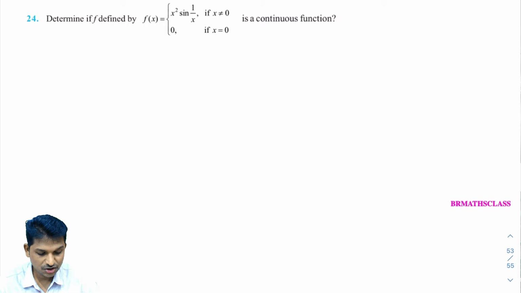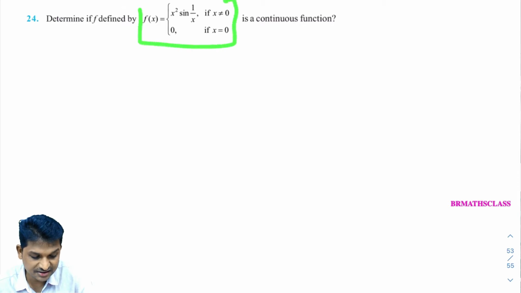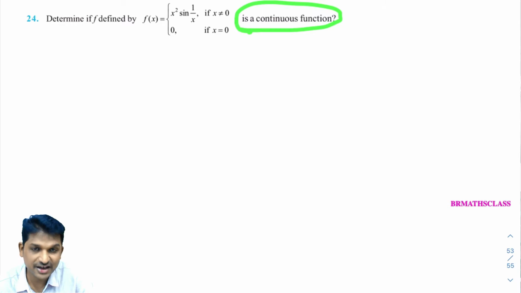Okay, now you observe this question number 24. Determine whether the function is continuous. The function is defined like this. This is the function. Is it a continuous function? They are asking us, is this function a continuous function? So I need to check the continuity of this function.